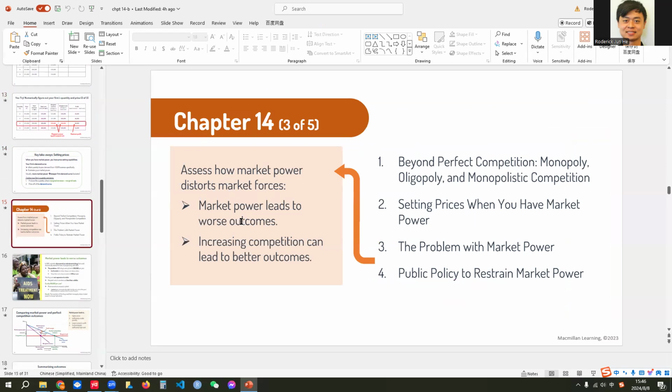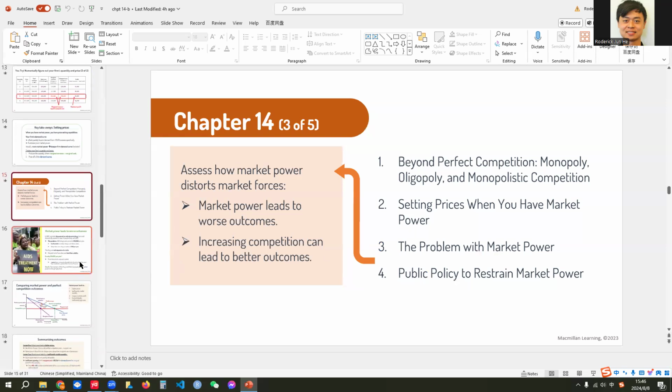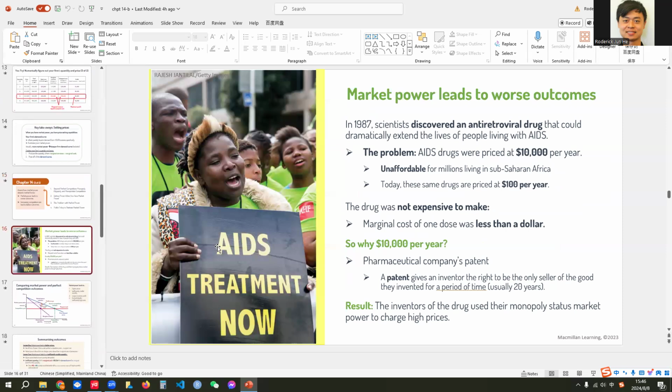And now let's look at some other topics. The first one is, what is the problem of market power? So market power leads to worse outcomes. For instance, scientists discover a drug that could dramatically extend the lives of people living with AIDS, but the problem is this drug is sold at $10,000 per year. That is not affordable for a lot of people.